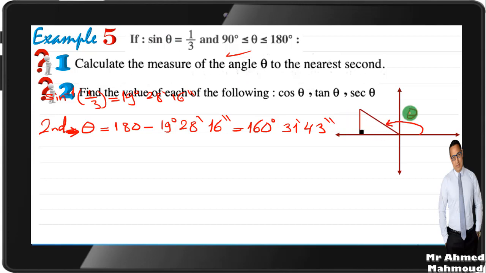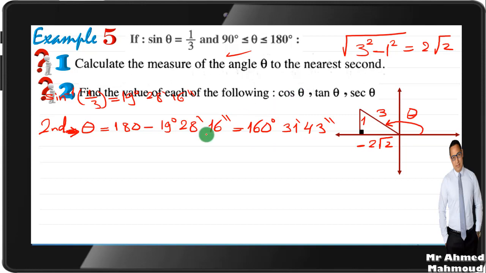This is the related angle to theta, which is 180 minus theta. The opposite to this angle is 1, the hypotenuse is 3. To find this line, I will take square root of 3 to the power of 2 minus 1 to the power of 2, which equals 2 square root 2. But this is the negative direction of the x-axis, so it has a negative sign. So the opposite is 1, the hypotenuse is 3, the adjacent is negative 2 root 2.